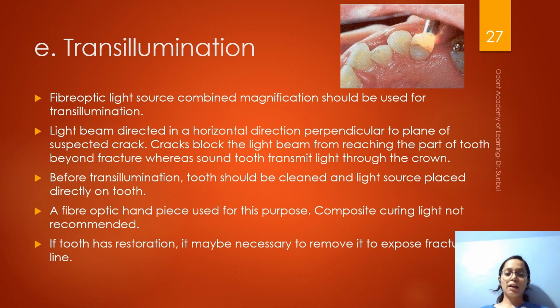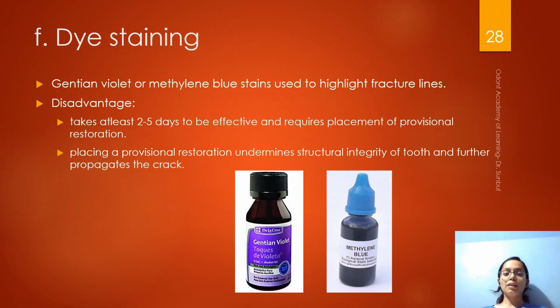Okay, and if the tooth has a restoration, then we should try to remove all of that restoration so that we can expose the fracture line. That way it will be easier for us to diagnose. Then there are certain dyes that can be used, like gentian violet or methylene blue stains. They will highlight the fracture line and make it easier for us to notice them.